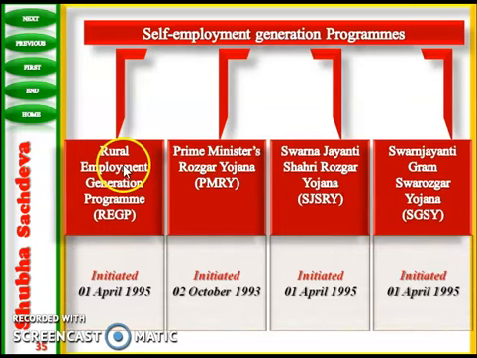So there were 4 programs. Rural Employment Generation Program. We can write in short REGP. It was initiated on 1st April 1995. Prime Minister's Rozgar Yojana PMRY initiated on 2nd October 1993. Swarn Jayanti Shahri Rozgar Yojana SJSRY initiated on 1st April 1995 and Swarn Jayanti Gram Swarozgar Yojana SGSY initiated on 1st April 1995. These dates or the names of the self-employment generation programs are very important from 1 mark point of view.